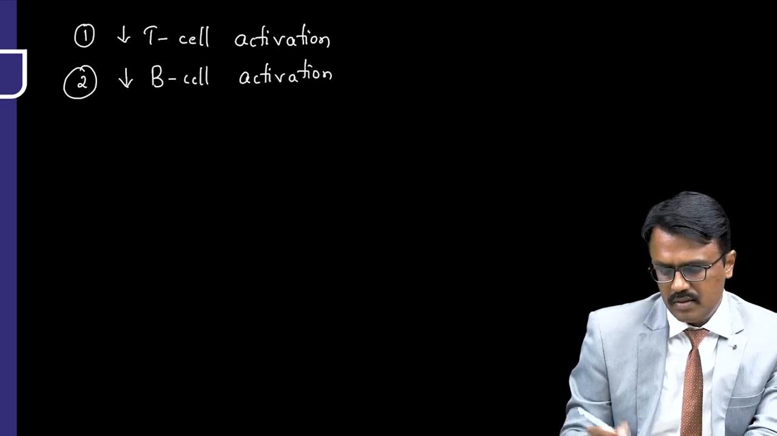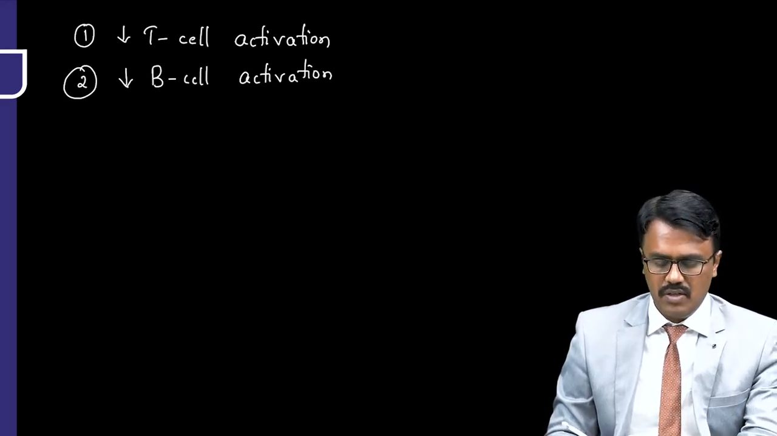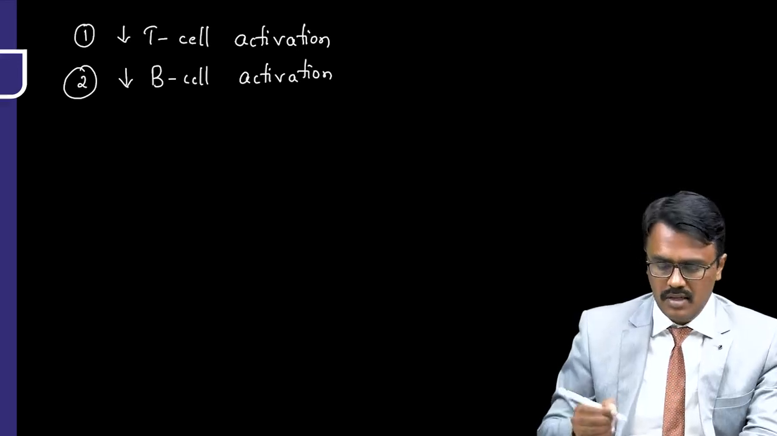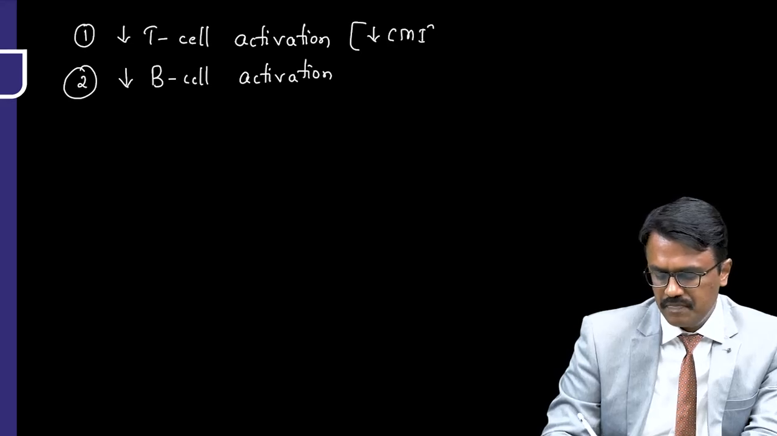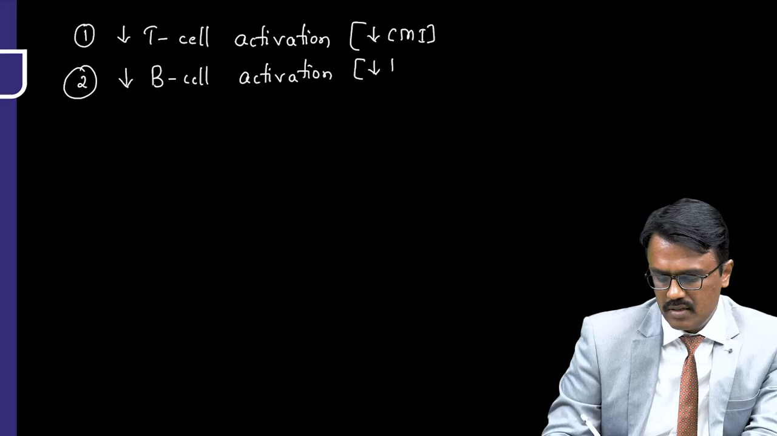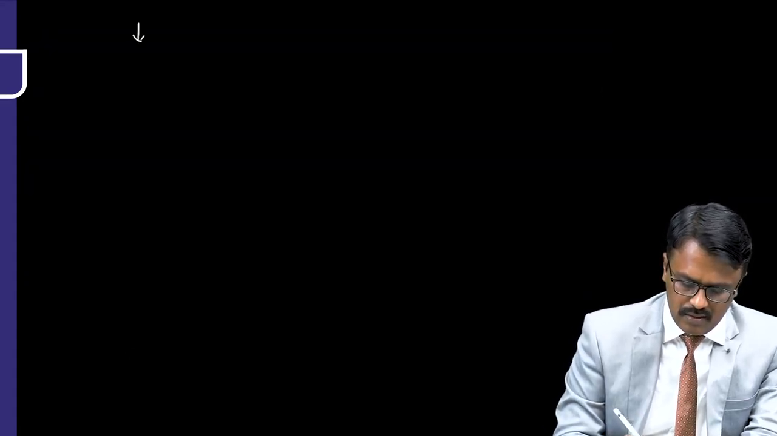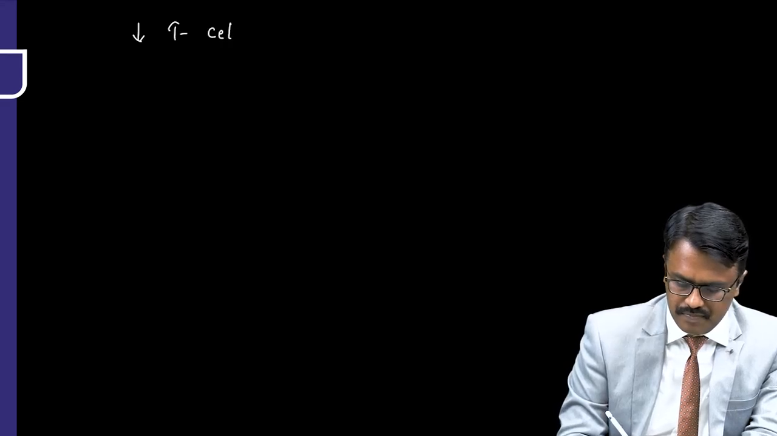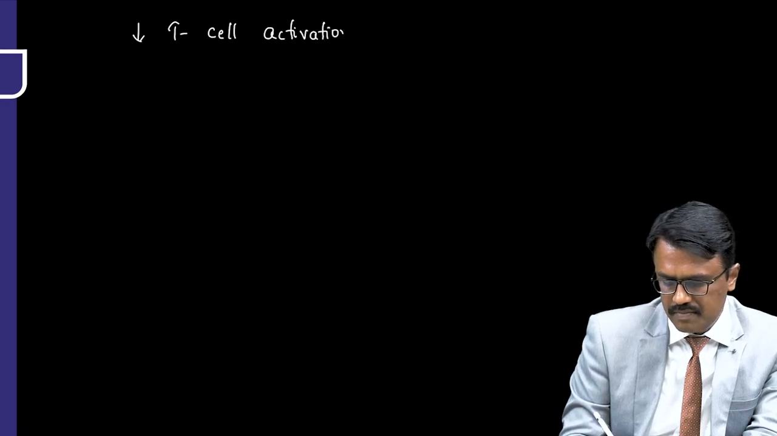So these are the major things we can do. Either we can suppress the T cell activation or suppress the B cell activation. If I suppress this, there is decrease in cell-mediated immunity. And if I suppress this, there is decrease in humoral immunity. Now let us understand the first one, how to decrease T cell activation.